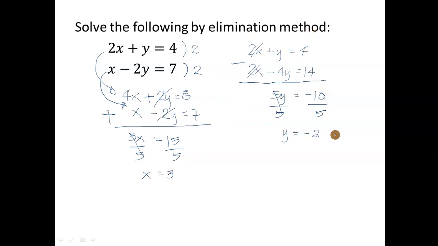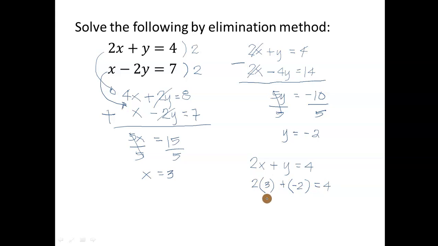Now, to check our answers if they are correct, we will substitute the numerical values of these two variables into our original equations. So for the first equation, we have 2x plus y equals 4. Substituting x equals 3 and y equals negative 2, it should satisfy the given equation. So this is 2 multiplied by 3 plus y, which is negative 2. So this is plus negative 2 equals 4.